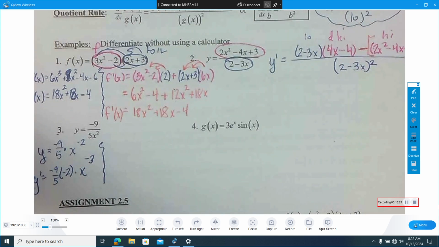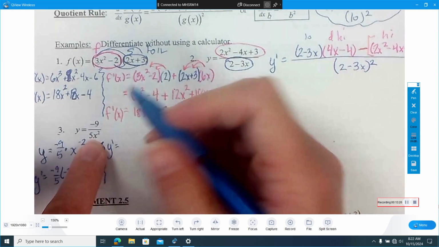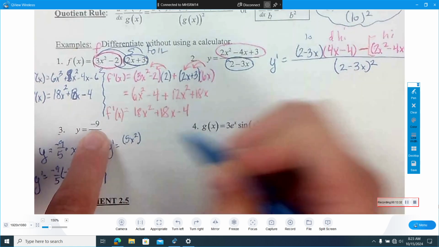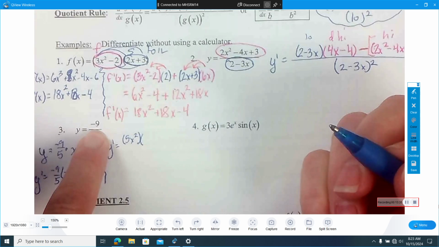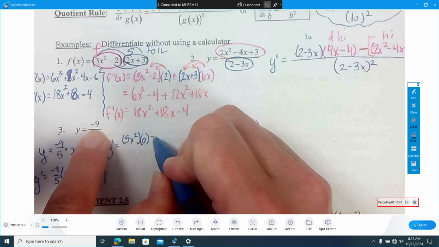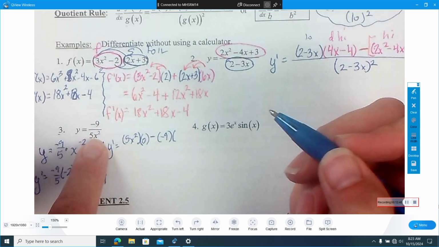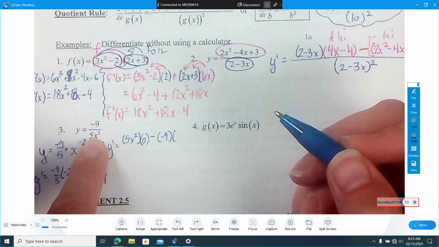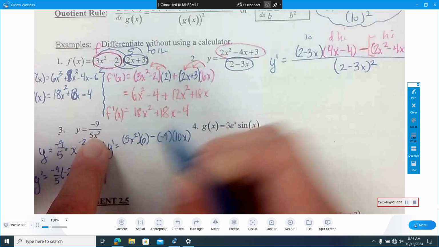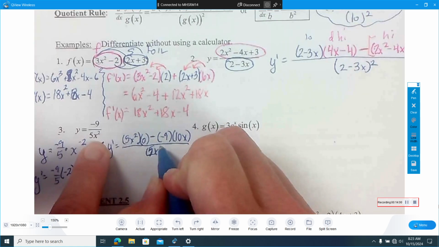Now, if we wanted to do the other method, the quotient rule, low would be 5x squared. The derivative of the high, d high, would be, what's the derivative of negative 9? 0. Minus high, so minus the negative 9, times the derivative of the low thing. What's the derivative of the low thing? 10x, all over low squared. So, 5x squared quantity squared.